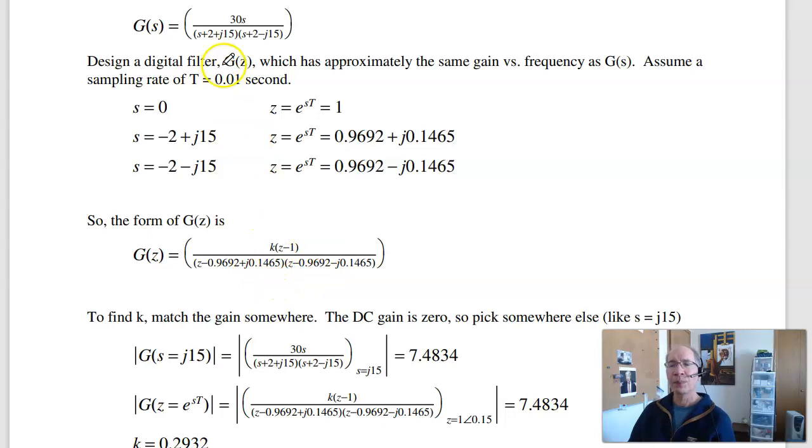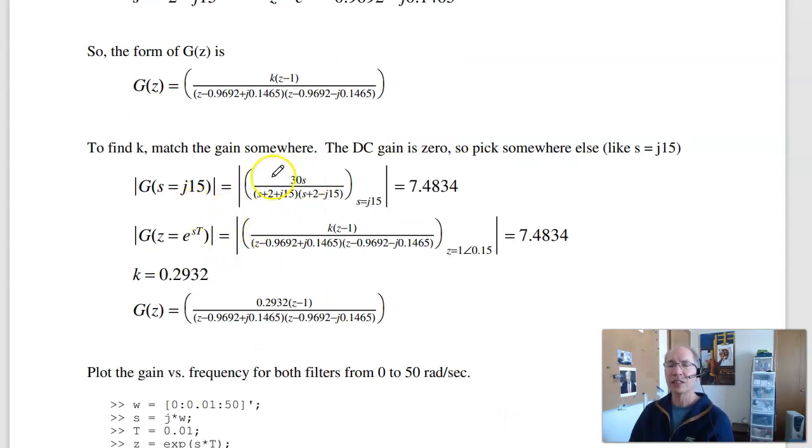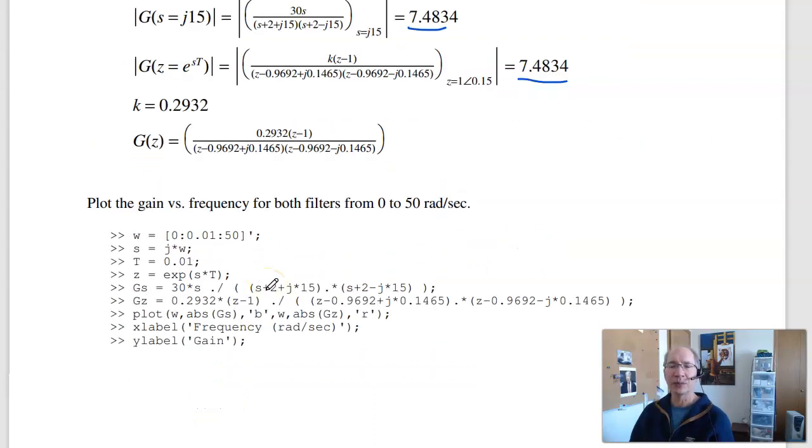Pick k to match the gain somewhere. In this case, I can't use 0 because I get 0 equals k times 0, solve for k. Pick a frequency other than 0. I chose 15 radians per second, so g of s at 15 radians per second should be 7.48. Pick k so that g of z at the same frequency is also 7.48. And if you do that, you get k as 0.2932.